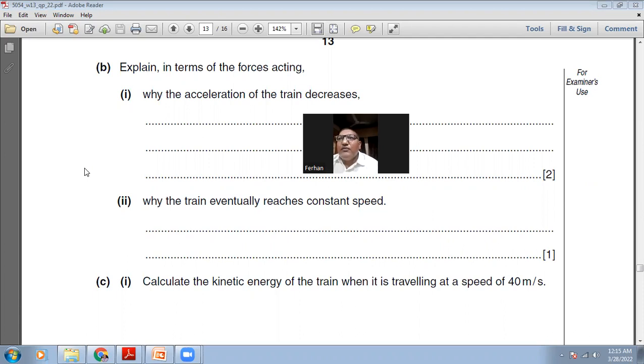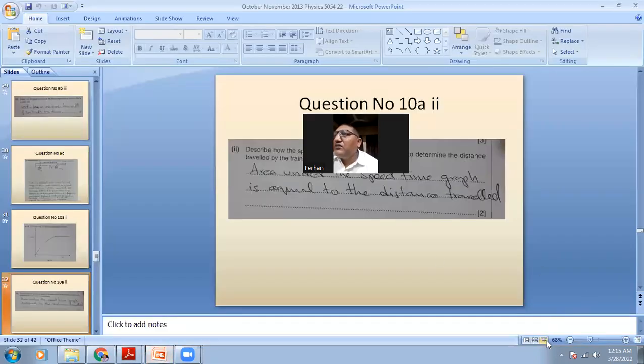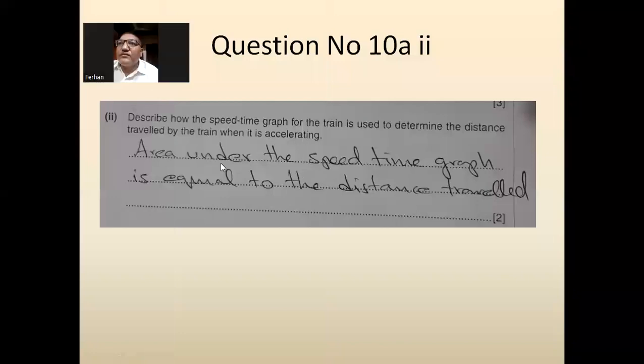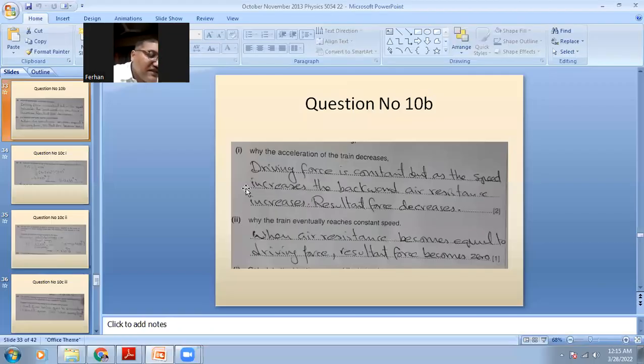because the driving force is not changing, but the air resistance increases as you move at faster and faster speed. So the resultant force is gradually decreasing. That's why the acceleration is decreasing, because the resultant force is decreasing. Let me show you my written answer. Driving force is constant, but as the speed increases, the backward air resistance increases. Resultant force decreases. That's the reason.